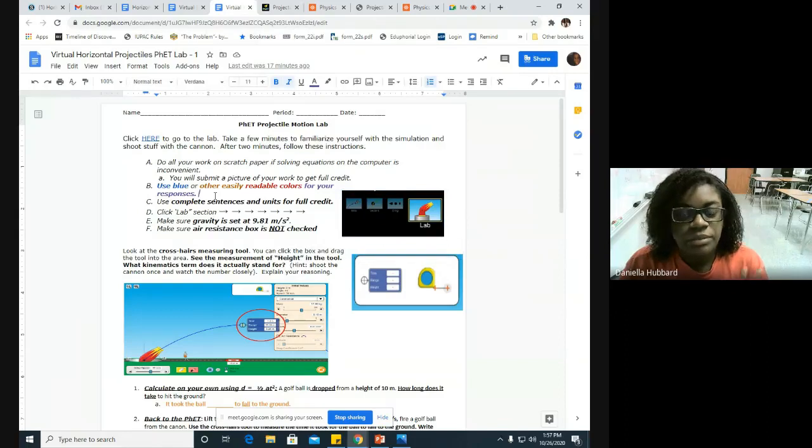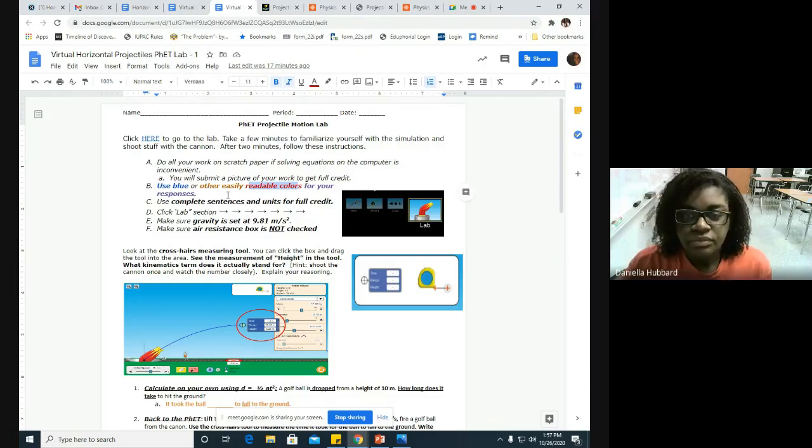So before we play with the PhET lab, let's go through the instructions. So you will have to type your responses. Your responses are indicated in different colors, and the colors are already there for you. If you want to change the colors, you can. If not, just fill in the blanks and we'll see your answers.